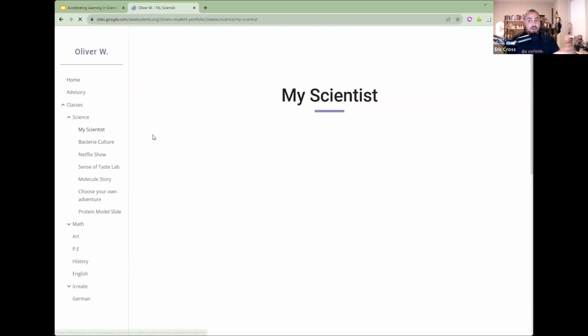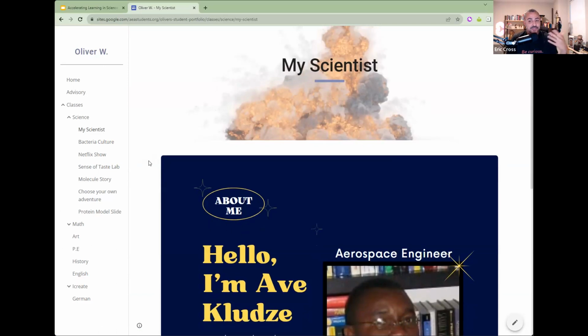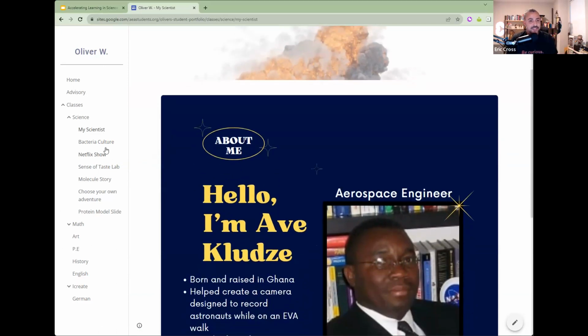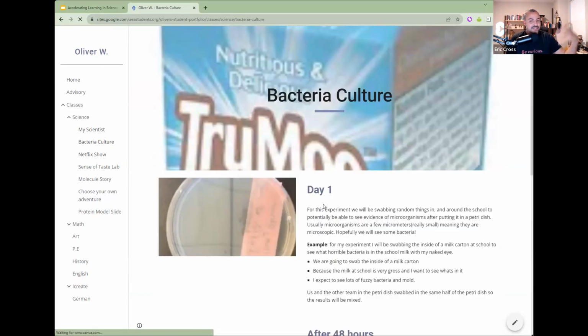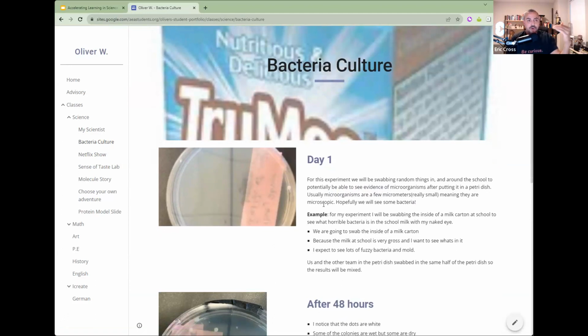So in the very beginning, we had a My Scientist poster where I have students create a scientist in Canva. Then they do a bacteria lab where they swab agar plates and they record, they take photos, and then they record their data and answer some questions. And there's a few other projects that I'll talk about a little bit later that they embed in here. But by the time they're done in this example, they had about 9 different projects that they've done.